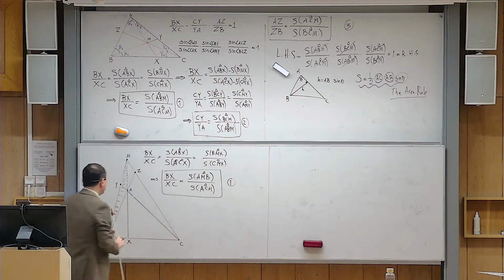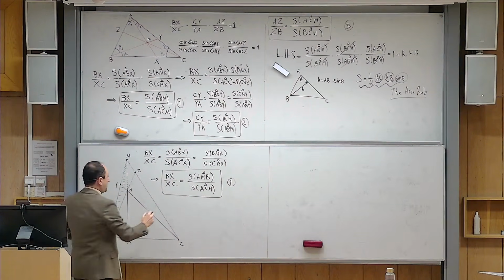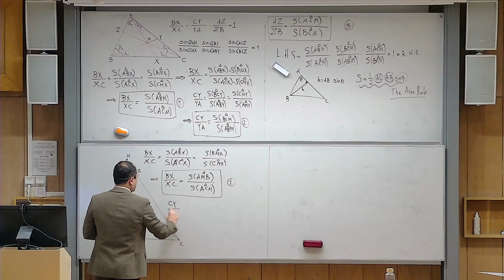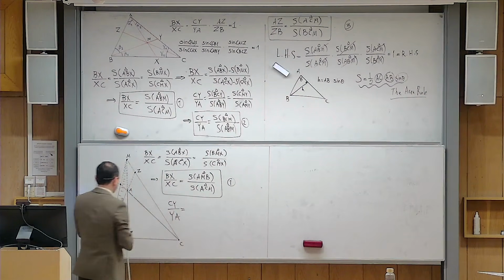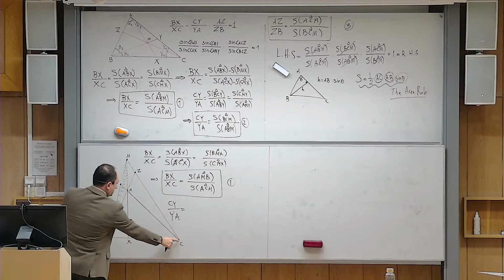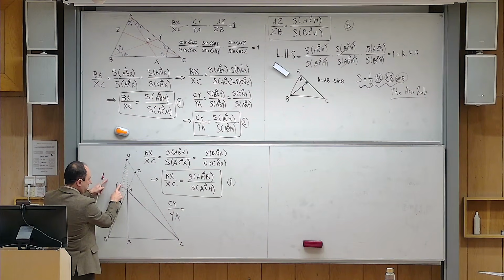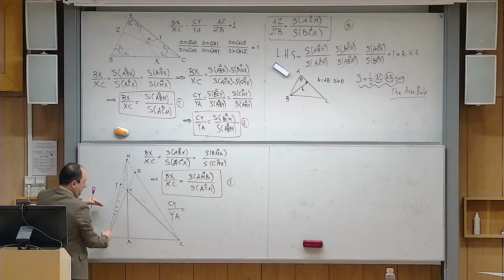Okay, now let us go to number two. I want to write CY over YA in this setup. CY is from here to here. YA is from here to here. Okay, now look below. What happens?